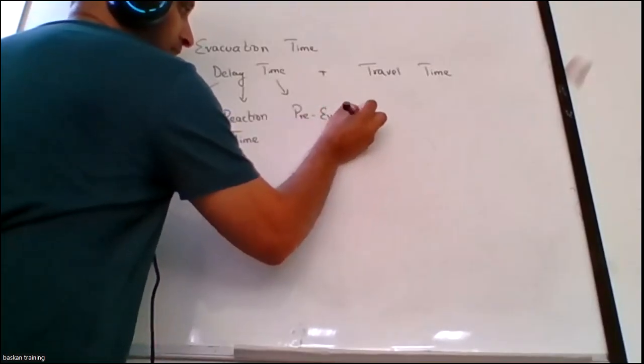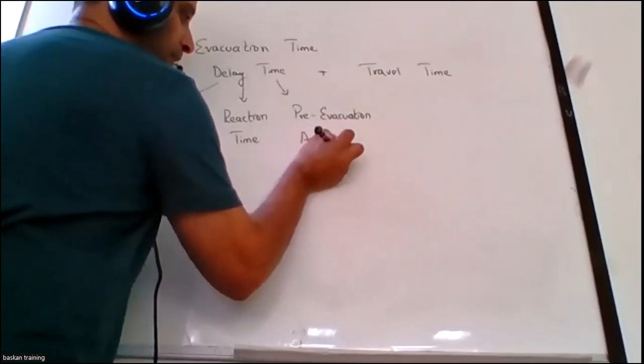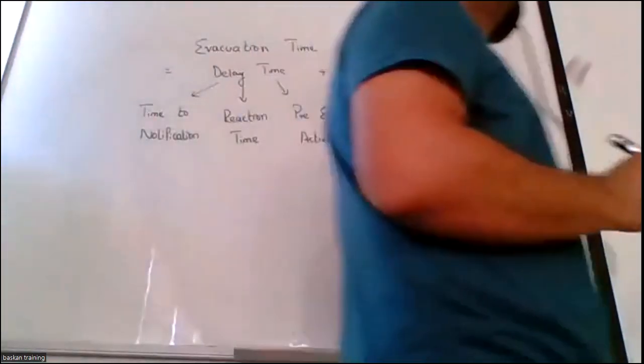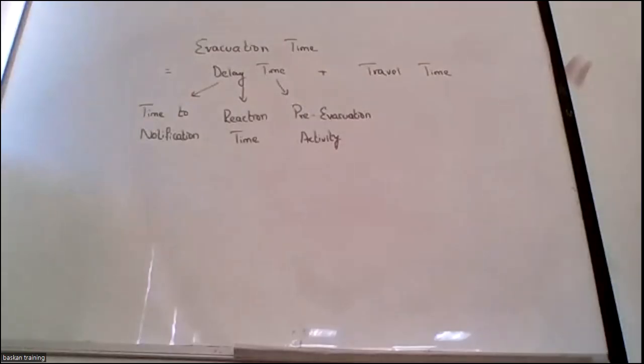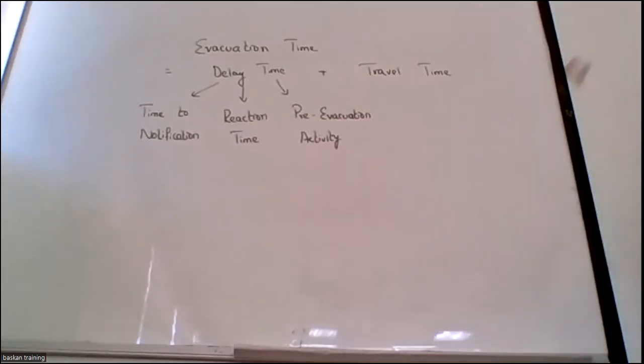From the name itself, pre-evacuation activity means whatever activity you are going to perform before evacuation. For example, if you want to collect some documents, gather your family members, or inform occupants. So these are the activities that you perform before the evacuation. When I'm talking about residential occupancies, it seems to be a minor problem, but this problem escalates when we have mixed occupancies.